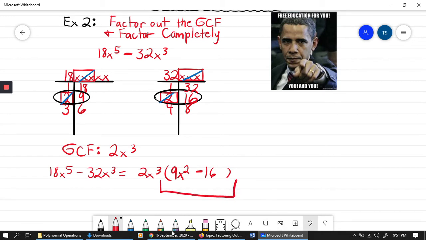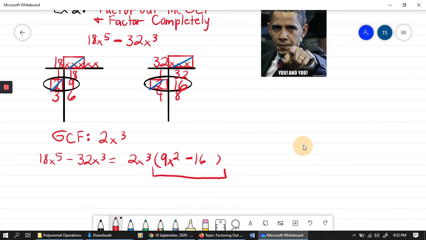That part can be factored even more. It can be factored some more. We have talked about something that looks like this. 9x squared is a perfect square, and 16 is a perfect square. And so we have here a difference of squares, and we're going to factor that difference of squares.